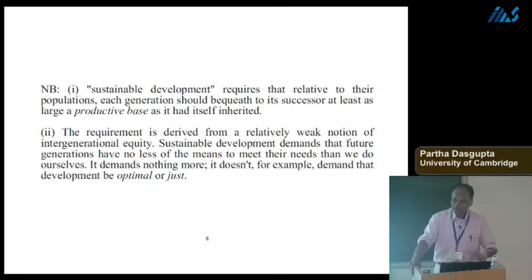Okay, so I'm trying to interpret it as what we leave behind for our next generation, the expression that we've been using so far. Now, notice in the optimization story that we've been discussing previously, we determined the optimal productive base to leave behind. Here, the demand is much less. We're just simply asking, are we leaving enough behind to meet their needs? And so, hence, the second observation: the requirement is derived from a relatively weak notion of intergenerational equity. Sustainable development demands that future generations have no less of the means to meet their needs than we do ourselves. It demands nothing more. It doesn't, for example, demand that development be optimal or just. Or you might say it's a weak notion of just. It says it shouldn't decline.